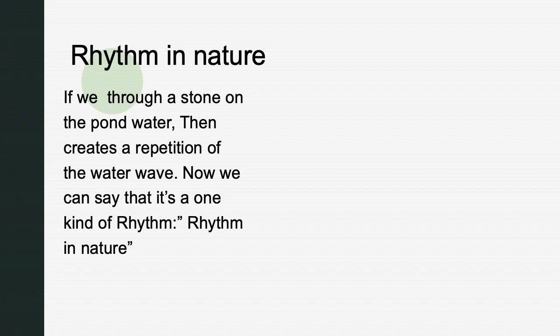Rhythm in nature. If we throw a stone on the pond water, it creates a repetition of water waves. Now we can say that it's one kind of rhythm, called rhythm in nature. Or when there is a cascade, it also creates a rhythm in nature. Or when the wind blows fast, we can see its movement in paintings.